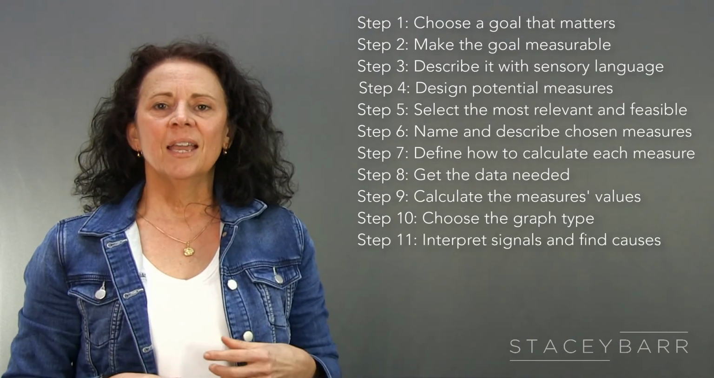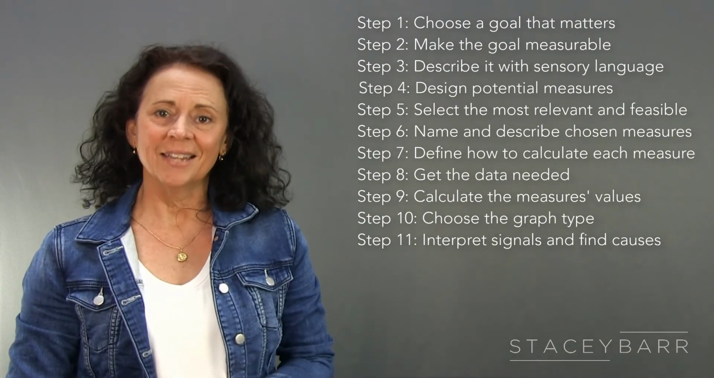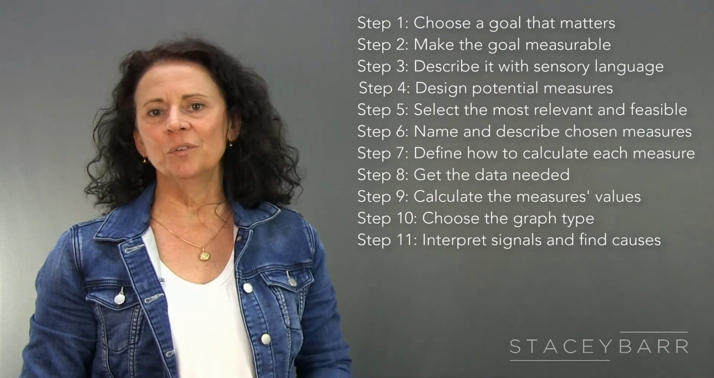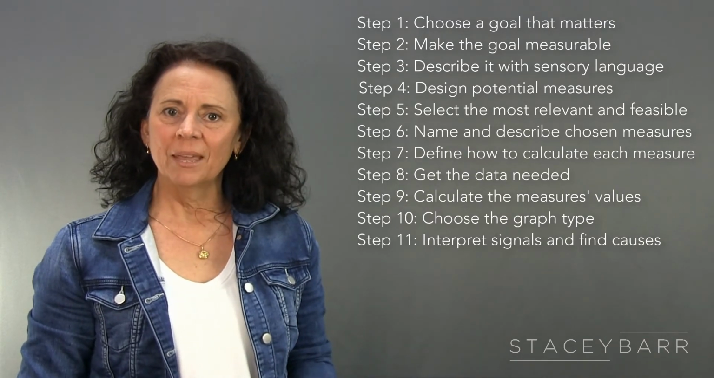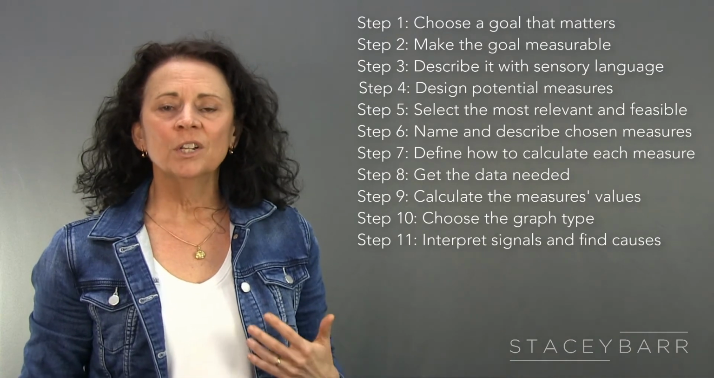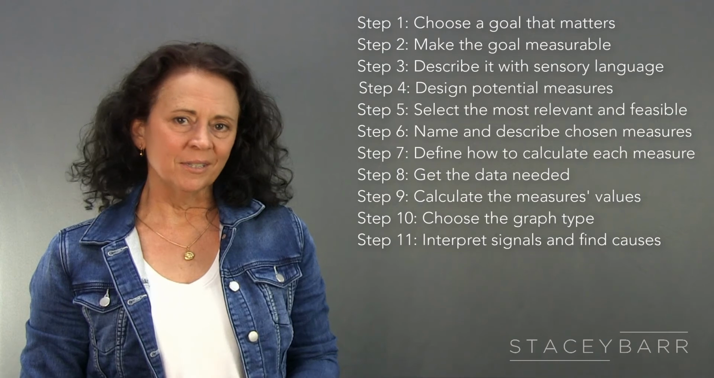Step 11 is to interpret what your measure's saying and understand why it's saying that. If you use XMR charts, that will take only 5 minutes to look for the signals in your measure, but if you have more time and some good data, you can spend another 30 minutes, maybe more, to do some basic cause analysis and understand the reasons for any signals that your measure is showing you.